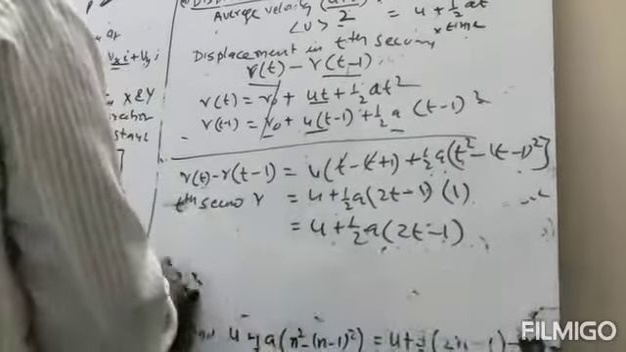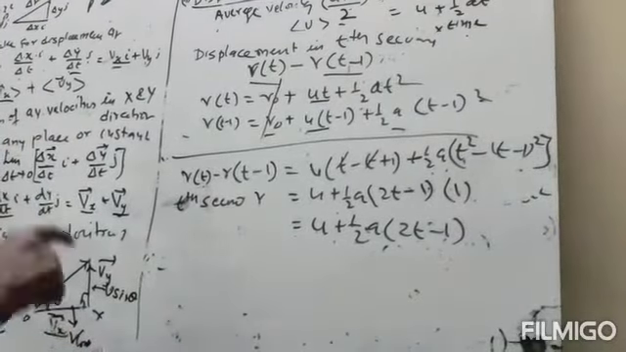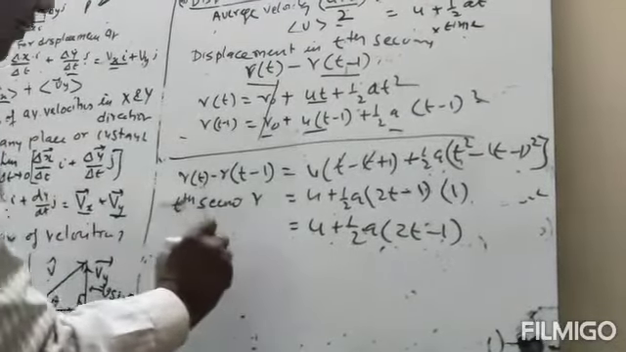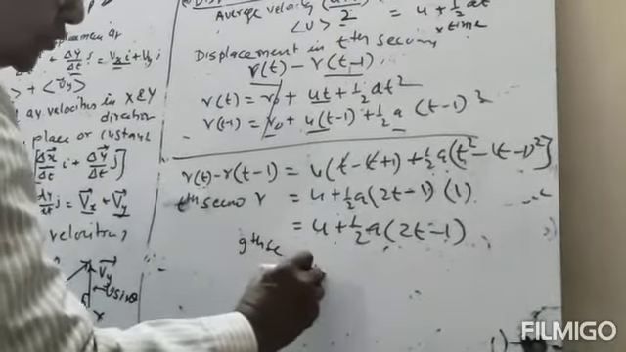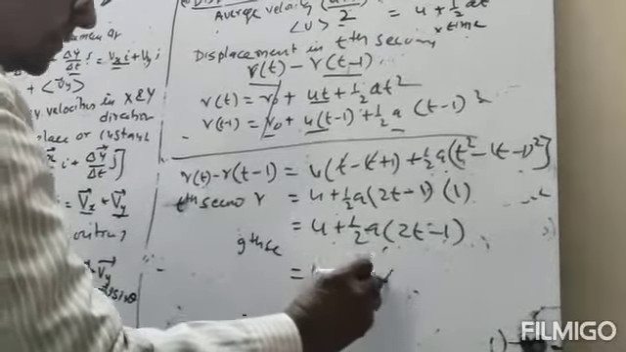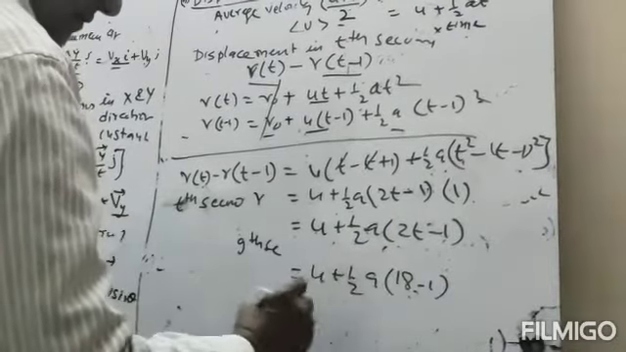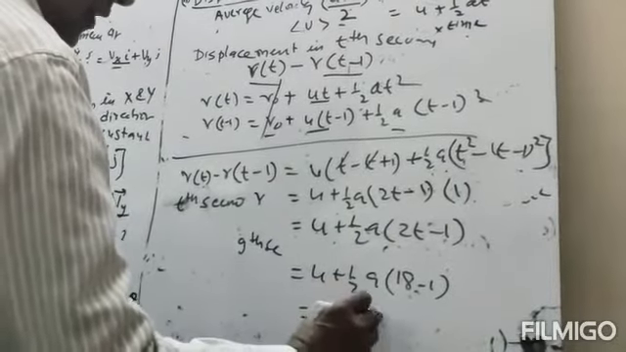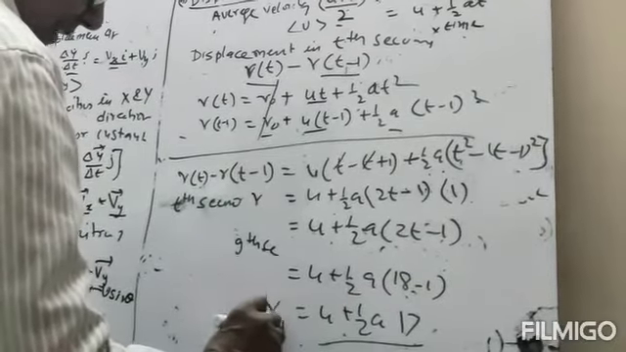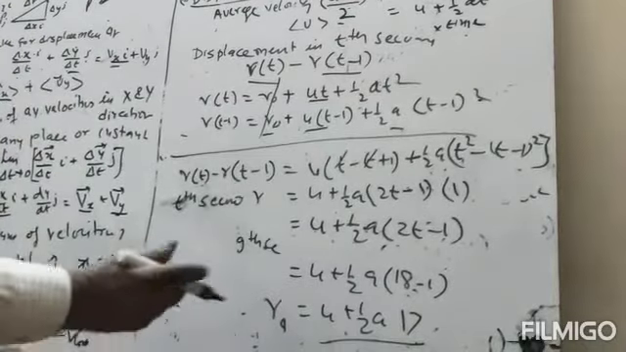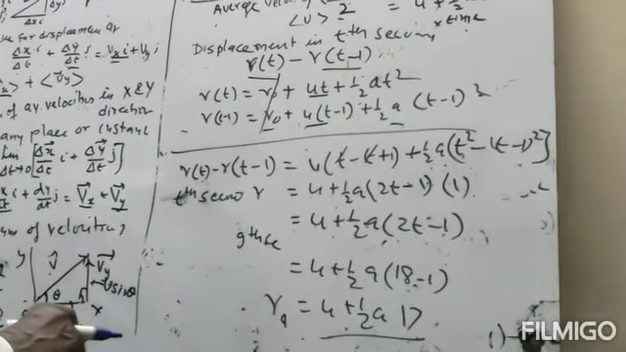So here we can find the distance traveled in any second. Suppose this is in the 9th second. What will it be? It will be equal to u plus 1 by 2 a (18 minus 1), that is u plus 1 by 2 a into 17. So this is the distance in the 9th second. It is useful for numerical problems.